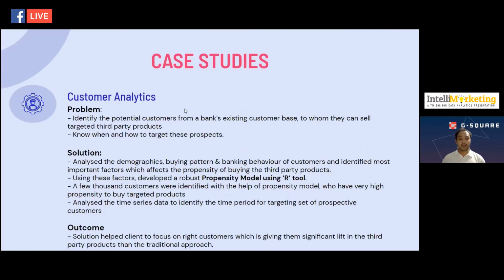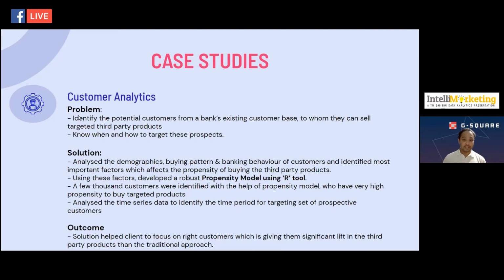For customer analytics, our client is looking to identify potential customers from their existing customer base and identify to whom they can sell targeted third-party products, such as insurance, and know when and how to target these prospects. Our solution is we analyze the demographics, buying patterns, and banking behavior of these customers and identify the most important factors which affect the propensity of buying these products. Using R, we developed a propensity model. Because of this, we were able to identify a few thousand customers who may have very high propensity to buy targeted products. As a result, we help the client focus on the right customers, which is giving them significant lift in the third-party products than the traditional approach.